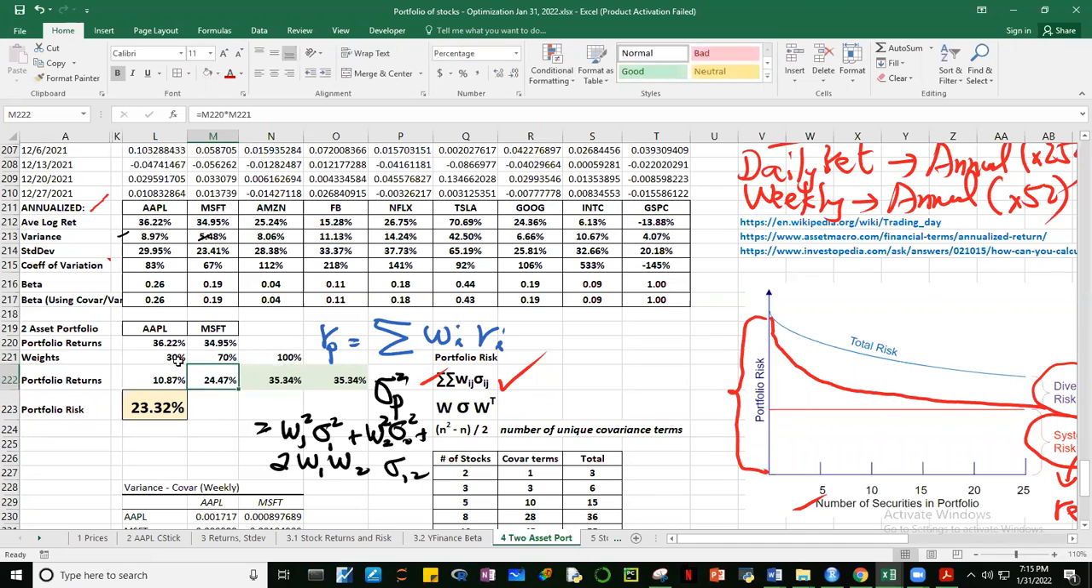So nagta-trial and error lang tayo dito, no? Okay, ito 30-70 guys. 30% kay Apple, 70% kay Microsoft. Mas mababa na kaysa dun sa risk ni Microsoft. Ito 23.32, ito 23.41. So the point here guys is that it is possible to come up with a portfolio which minimizes really the risk in such a way that yung risk ng portfolio natin mas mababa pa kaysa dun sa pinakamaliit na risk. Yeah, that's what we're saying here, no?